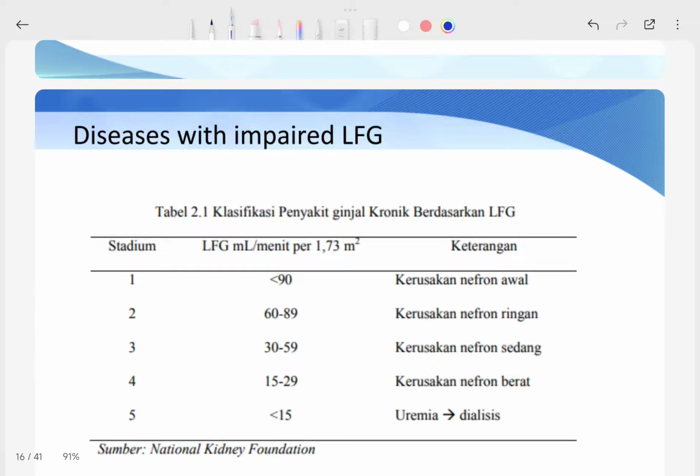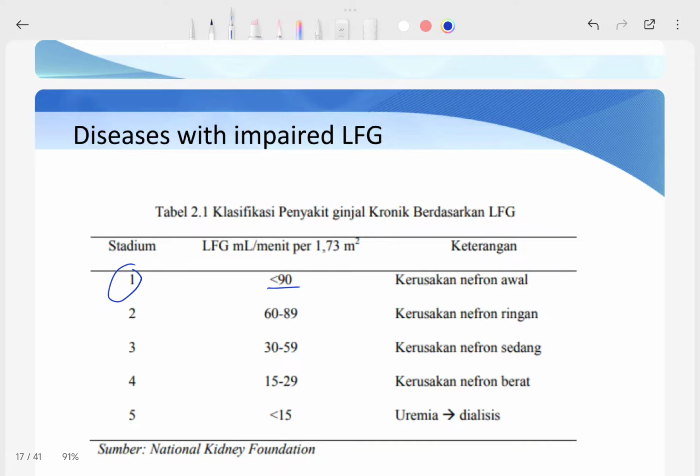You know that the normal GFR is 125 milliliters per minute, but if it's lower than that, in stage 1, it is starting from less than 90. It is like when the first nephron damage is starting. But in stage 2, it is from 60 until 89 milliliters per minute, and this also has still slight nephron damage.